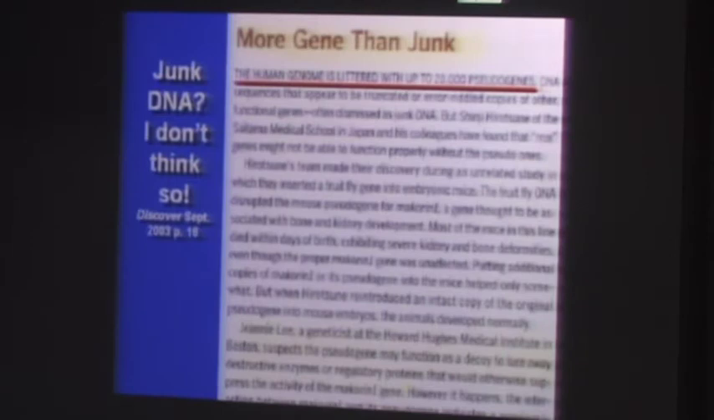This researcher said, human genome is littered with up to 20,000 pseudogenes. That proves evolution. I get this in debates all the time. They'll say, what about the pseudogenes? I said, there's no such thing. They said, well, yeah, there is. There are thousands of pseudo, which means a false gene.